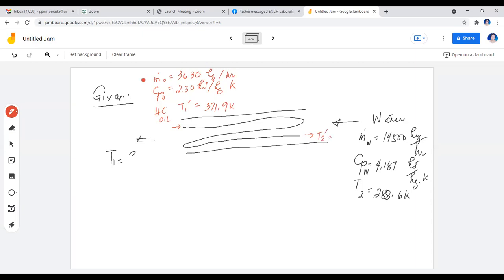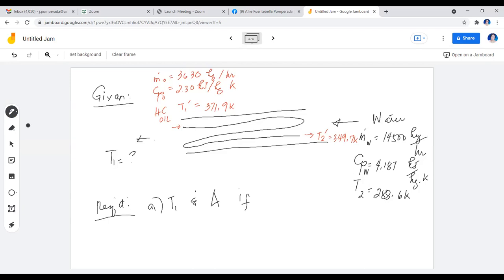And that would be 349.7 Kelvin. So the red are the data for your hydrocarbon oil. The black is for your water. So for your required information, you have the T sub 1 and the area.